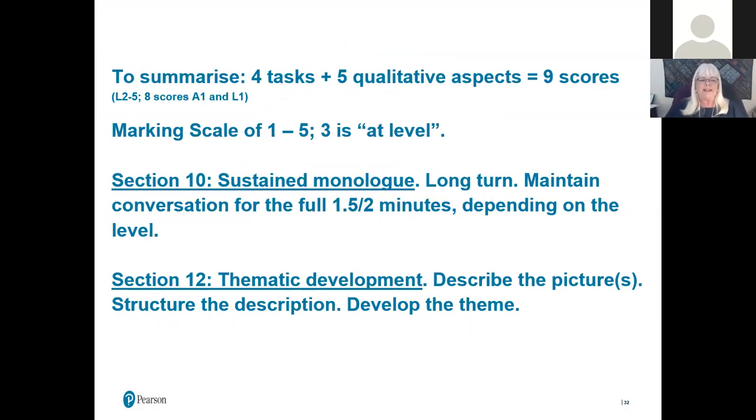And then for section 10, sustained monologue, there is a long turn. Maintain the conversation for the full 1.5 or 2 minutes, depending on the level, and time carefully, I think I should put on there also. Section 12, thematic development, describe the picture or pictures, structure the description, and develop the theme.